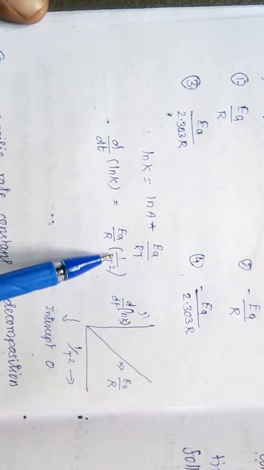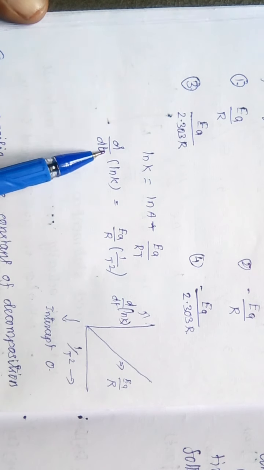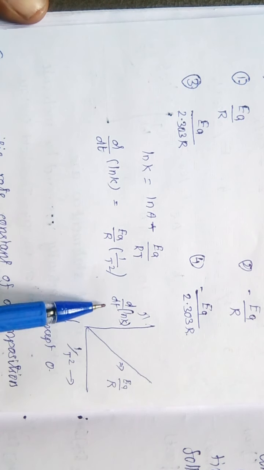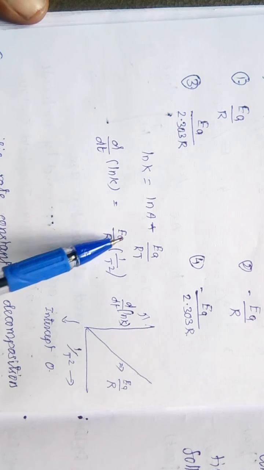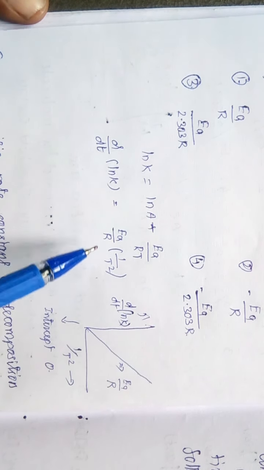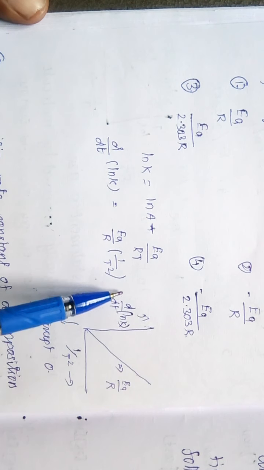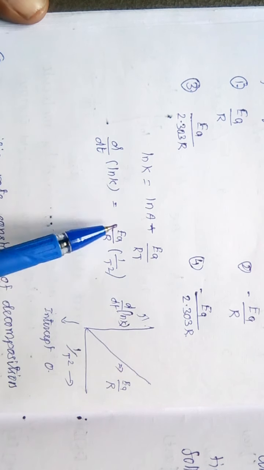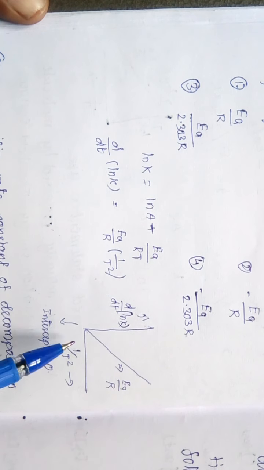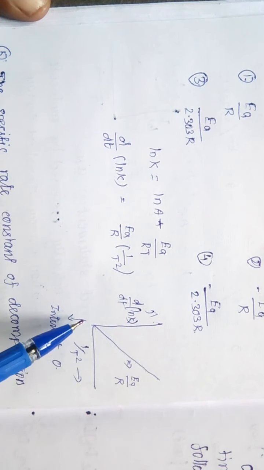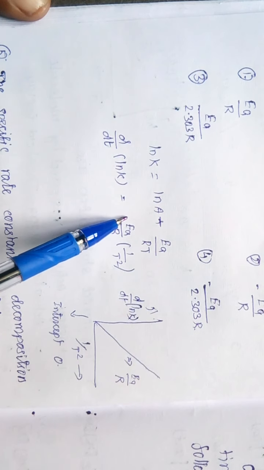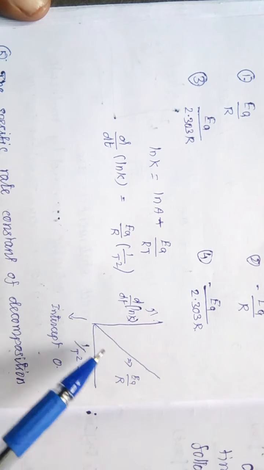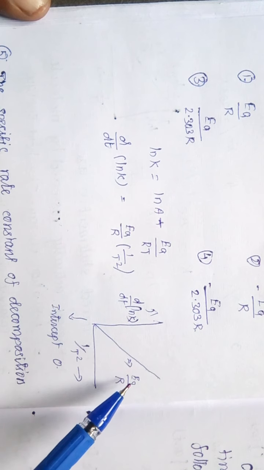So this equation is also like y is equal to mx plus c, where c is 0. The constant will be 0. Y is equal to mx. This m is the slope. Slope is equal to Ea by R. And there is no constant, so this line will start from the origin, from the 0 intercept. And it will give you a positive slope because the value here is positive, and the slope value will be Ea by R.